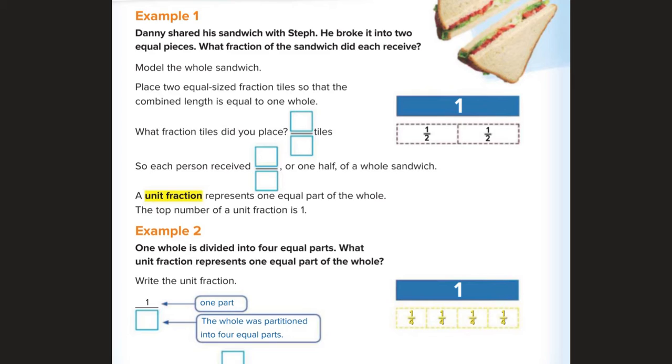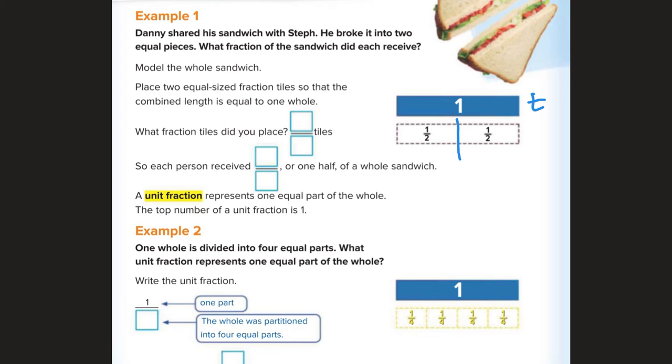Example 1. Danny shared his sandwich with Steph. So he has one whole sandwich. He broke his sandwich into 2 equal pieces. What fraction of the sandwich did he receive? So here we have our whole sandwich. If I'm going to cut it, right, I'm probably not going to break a sandwich. I'm going to cut a sandwich.